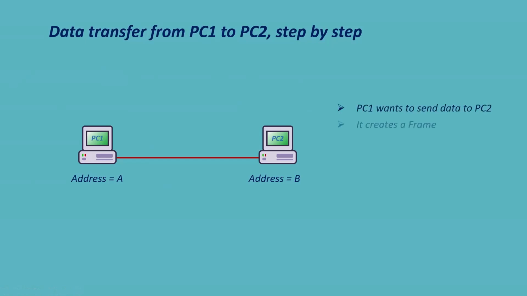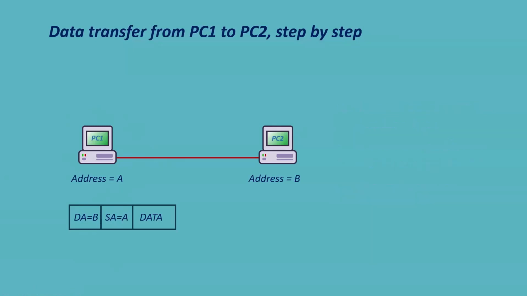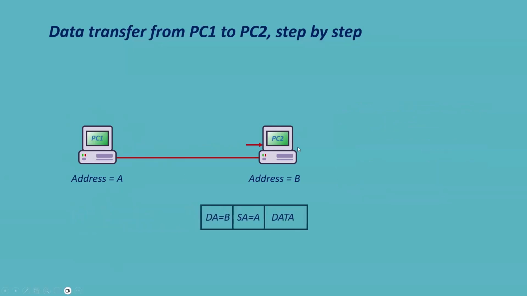The direction is, it creates a frame. And so this is the DA, destination address, source address, and data. Obviously PC1 wants to send it to PC2, so destination address has to be B. And source address has to be its own address because it is the sender. Source address has to be A. And then it puts the data and sends it across in this direction from PC1 to PC2. And this frame is sent over.